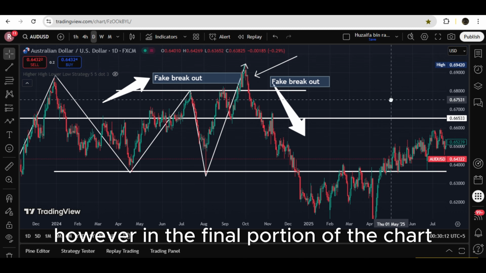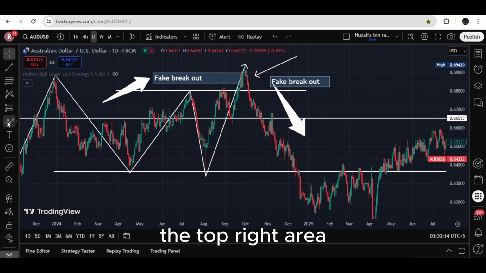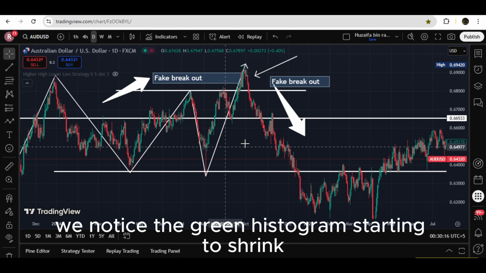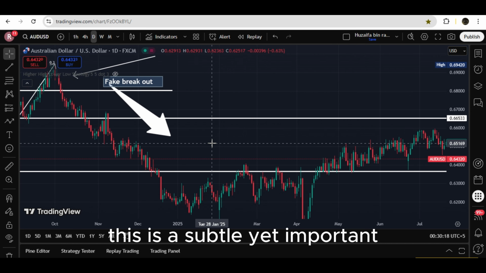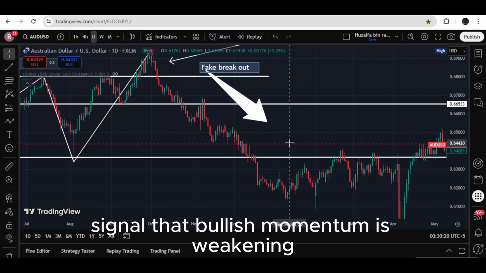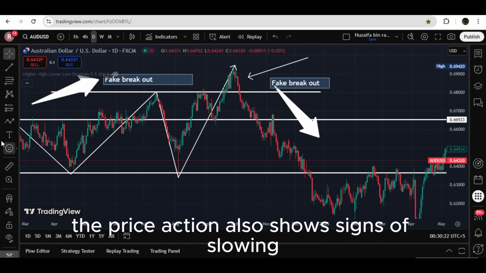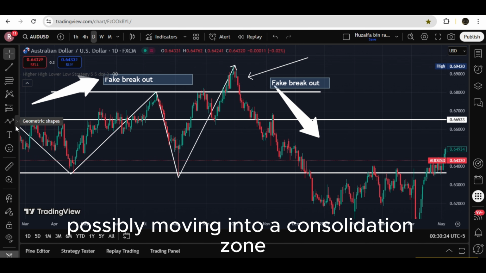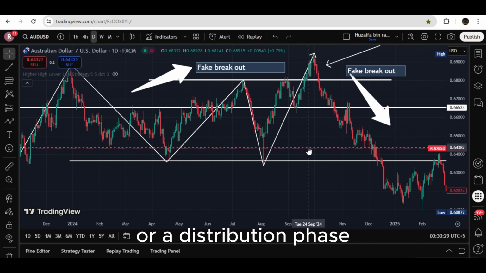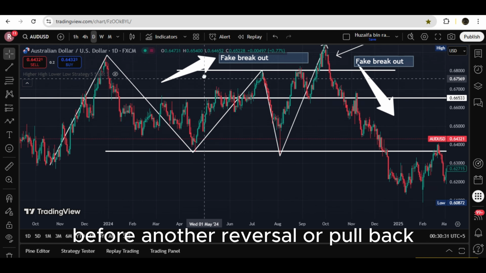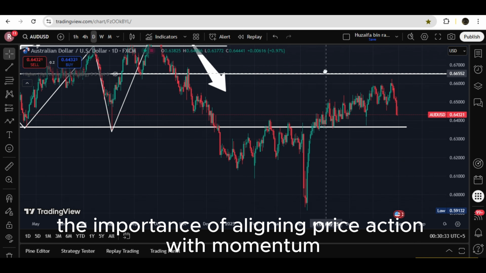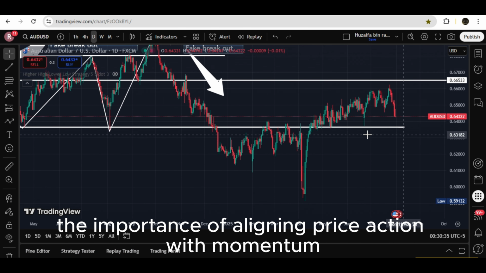However, in the final portion of the chart, the top right area, we notice the green histogram starting to shrink. This is a subtle yet important signal that bullish momentum is weakening. The price action also shows signs of slowing, possibly moving into a consolidation zone or a distribution phase before another reversal or pullback. This entire image showcases the importance of aligning price action with momentum.